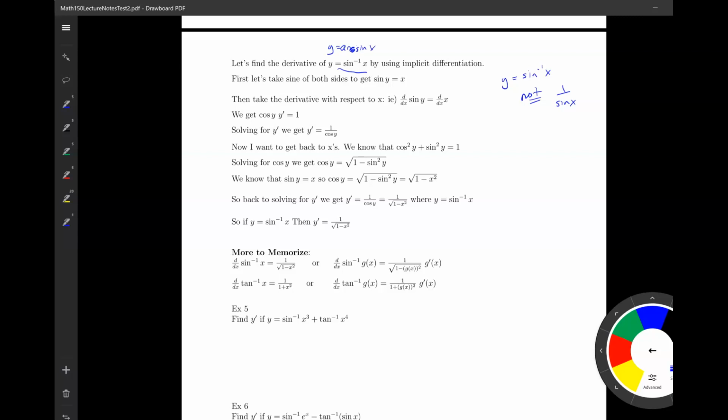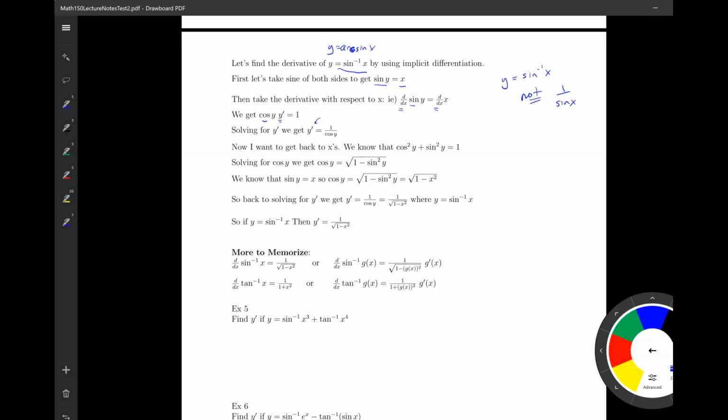All right, so I'm going to do a little math enrichment here. If I take the sine of both sides, I get sine of y equals x. So if I'm going to do implicit differentiation, the derivative of sine is cosine of y, carry the angle along, and then multiply by y prime, the derivative. The derivative of x is just 1. Solving for y prime, I get 1 over cosine y.